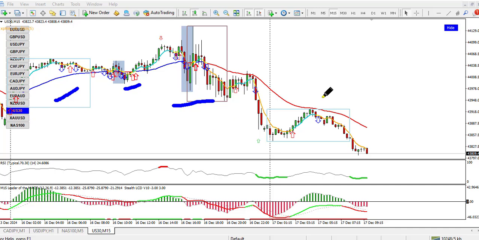So on US 30 we have the same setup. Here is a sell signal generated from the previous day, and the continuation did continue. And here you see this is another point for you to enter with this arrow for continuation, and your stop loss will just be a few pips above this level. So this is how to use this.